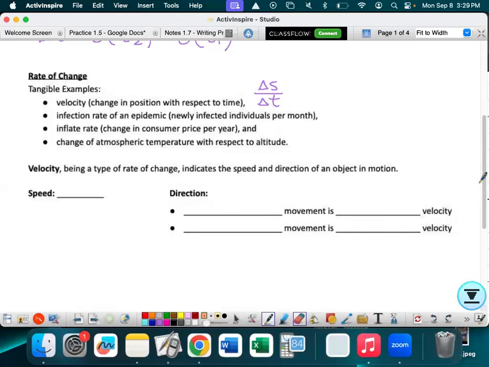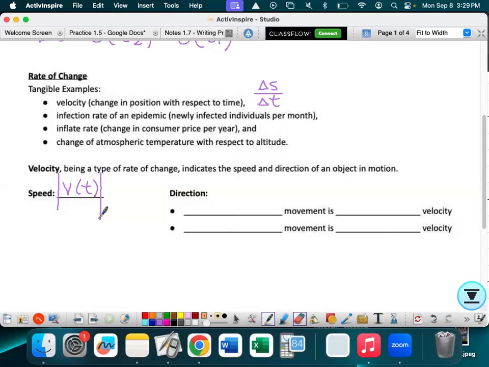Speed is just the absolute value of velocity at any given point. So speed is not directional. It doesn't matter if I'm traveling forwards or backwards. My speed is just the rate that I'm going at that point. So 20 miles per hour going west, my speed would just be 20 miles per hour. Velocity would be, assuming west is negative since it's going to the left, negative 20 miles per hour. So velocity is directional with its sign. Speed is just the value of that velocity without the sign.